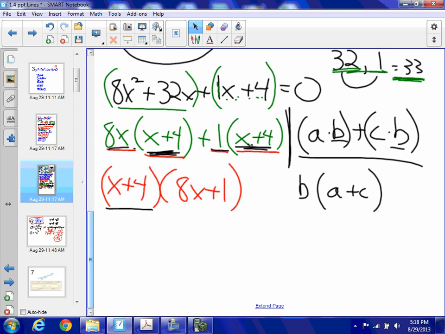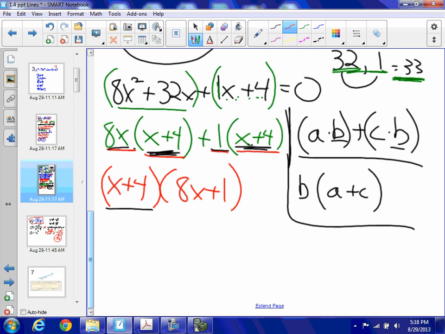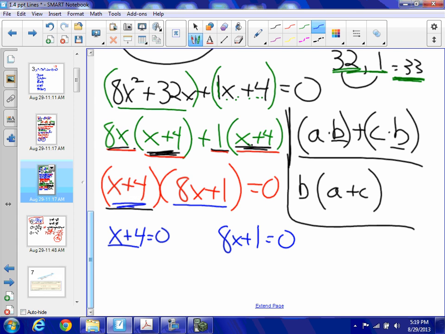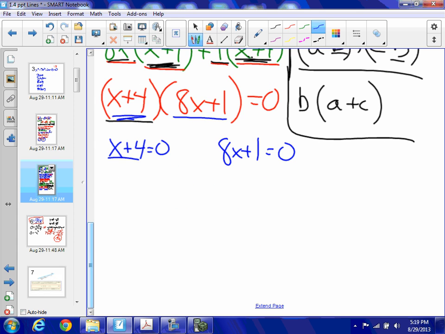So I know, this is now my little sidebar, and I know that this is equal to 0. So now I can see pretty clearly that my solution is either x plus 4 is equal to 0, or 8x plus 1 is equal to 0. If I get either x plus 4 equal to 0, the whole product will be 0, or if I get 8x plus 1 equal to 0, the whole product will be 0.